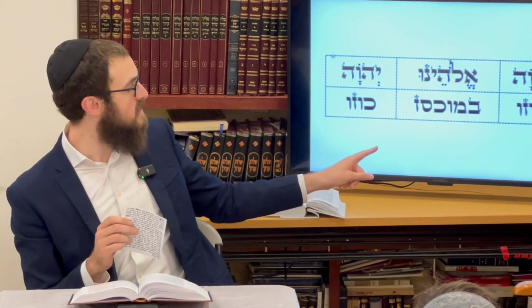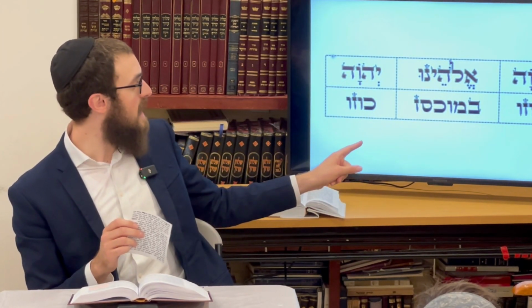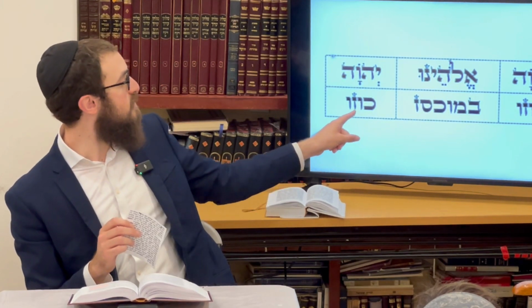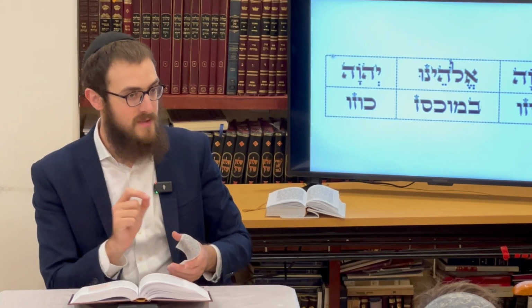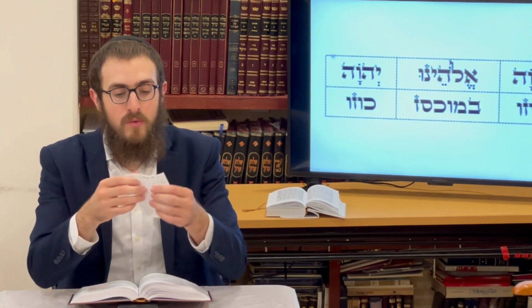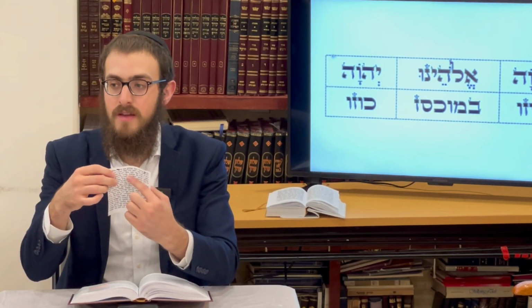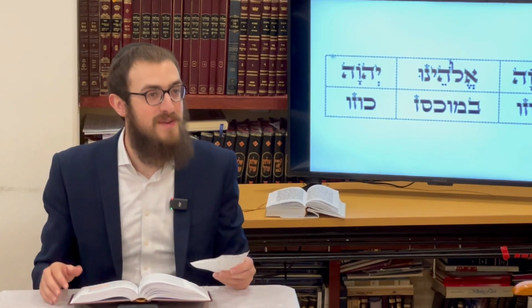See, the letter after Yud is Chaf. The letter after Hey is Vav. The letter after Vav is Zayin. The letter after Hey is Vav again. That's Kuzu. Then the same thing for Elokeinu, you follow the same code. You take the letter after it, and then it spells B'muchsaz. And so you actually write it right behind the words. Here's Hashem Elokeinu Hashem, and right behind it, I know it says in the Zohar, I'm not sure what the reasoning exactly for it is.